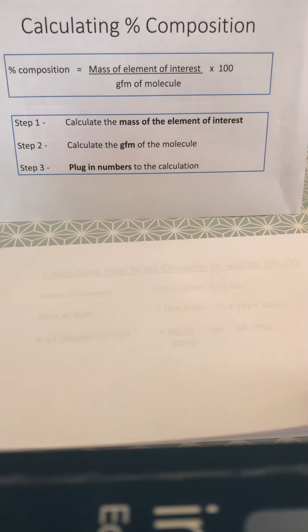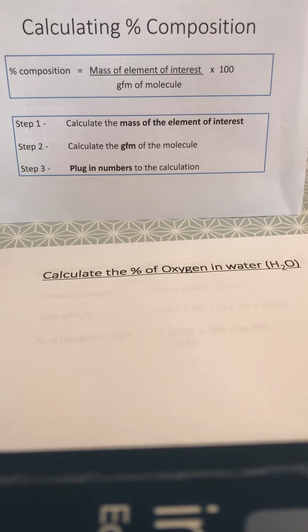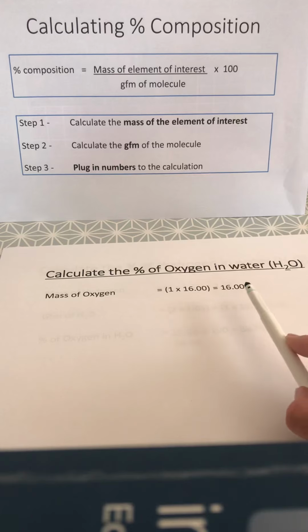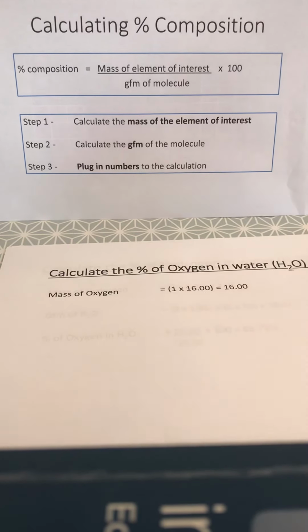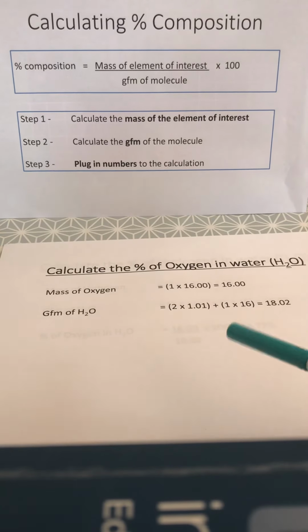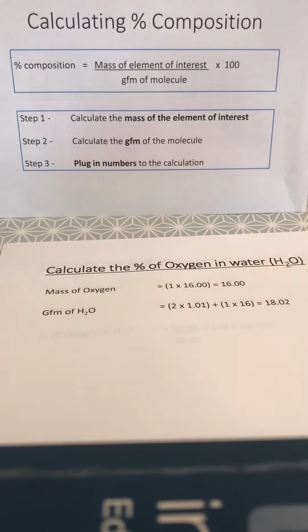So we're going to look at the percentage of oxygen in water. To do this, the first thing we have to do is calculate the mass of oxygen. So there's 1 oxygen in water, so 1 times 16 gives us the mass of oxygen is 16. We then go on to calculate the gram formula mass for the whole molecule of water. So there's 2 hydrogens present, 1 oxygen, and this works out our gram formula mass is 18.02.